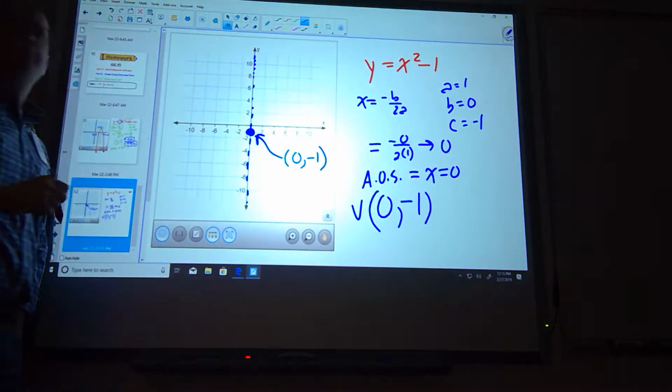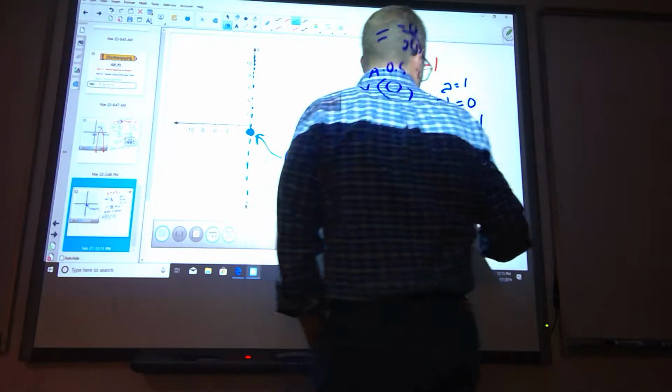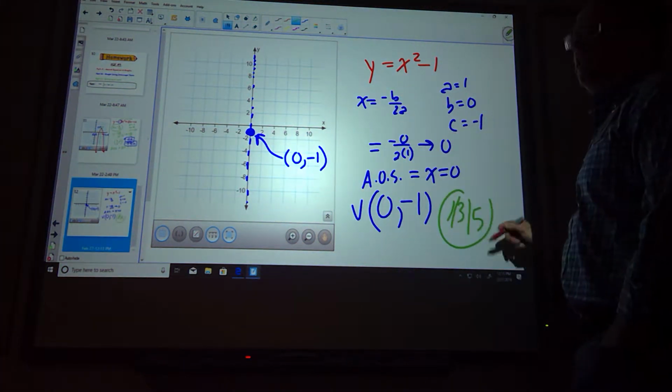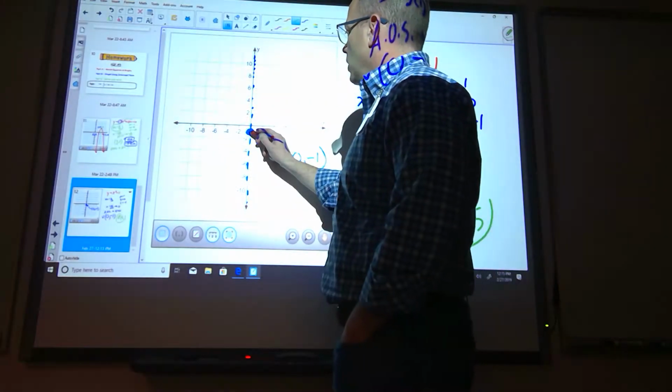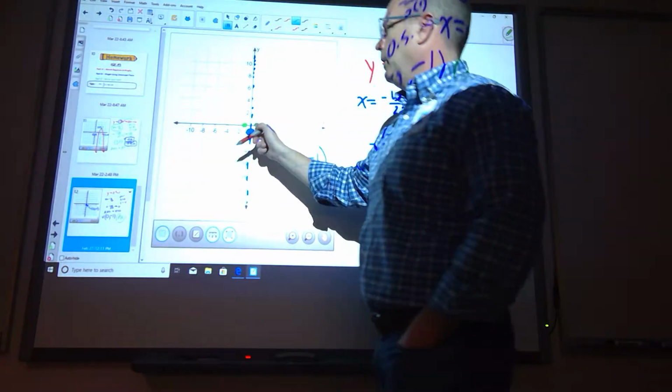Do you agree with that? Will my pattern graph of 1, 3, 5 work? Sure will. Okay, my a value here was 1, so that change stays the same. So I'm going to go right 1 up 1, left 1 up 1. This was counting by 2.